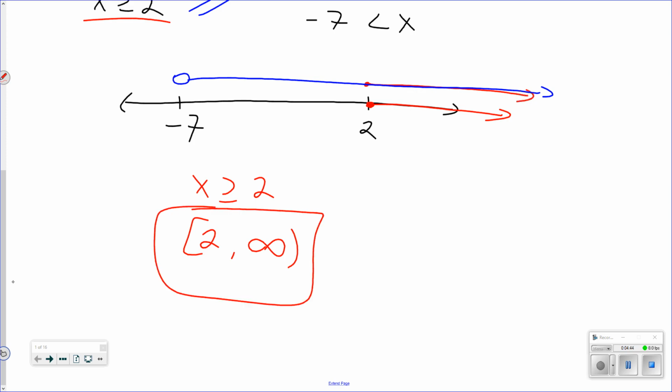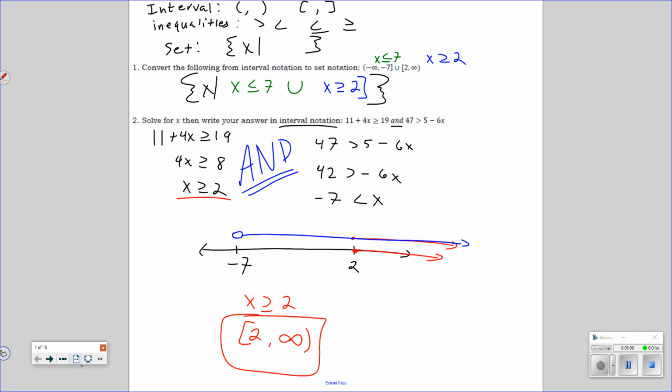Remember, interval notation is really what you write: where do you start, which in this case is 2. Where do you end? Well, I'm never ending, I'm going all the way to infinity. You write your endpoints and then put a bracket or parentheses depending on what you have. All right, that's number 1 and 2.